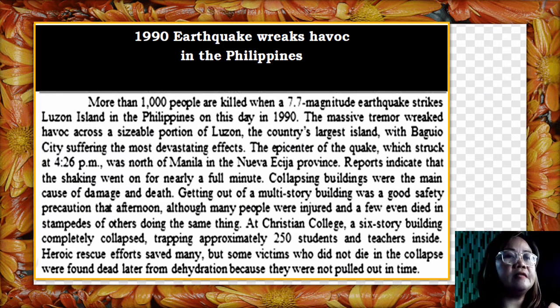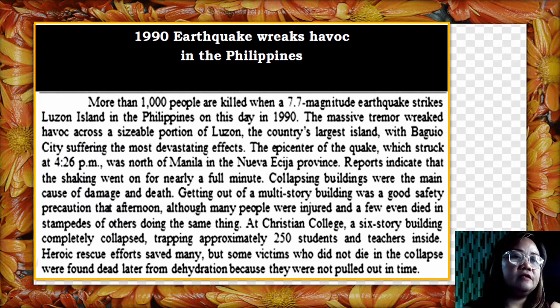The epicenter of the quake, which struck at 4:26 p.m., was north of Manila in the Nueva Ecija province. Reports indicate that the shaking went on for nearly a full minute. Collapsing buildings were the main cause of damage and death. Getting out of a multi-story building was a good safety precaution that afternoon, although many people were injured, and a few even died in stampedes of others doing the same thing.